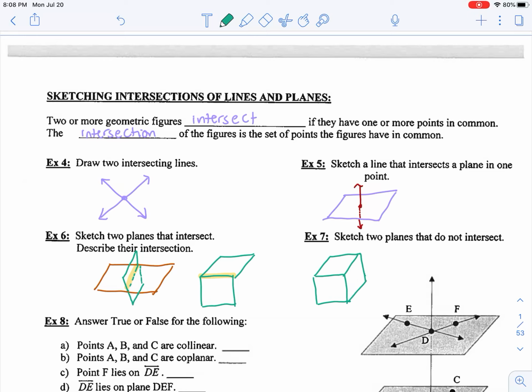And so two planes that intersect in a dotted line, I'm going to draw the back edge that we don't see of the cube, so the three edges that we don't see. And then I will go ahead and highlight the planes that do not intersect. So the top, if they're parallel, the top and the bottom would never intersect. So those would be two planes that do not intersect.